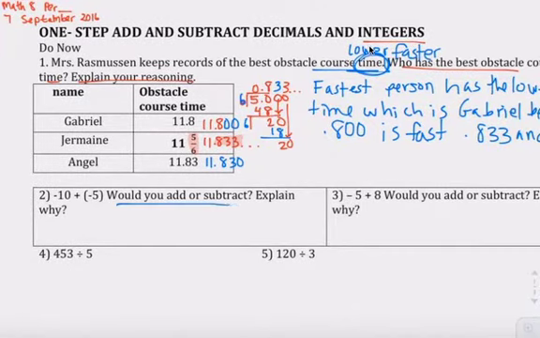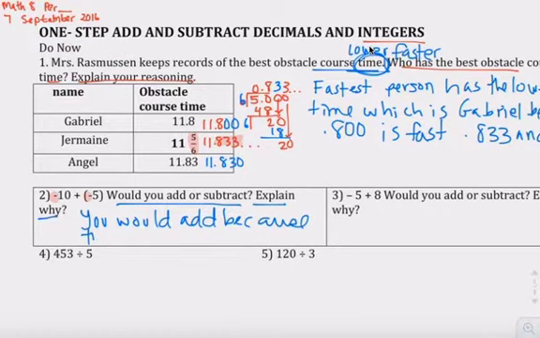Would you add or subtract? Explain. You would add because there are two negatives.